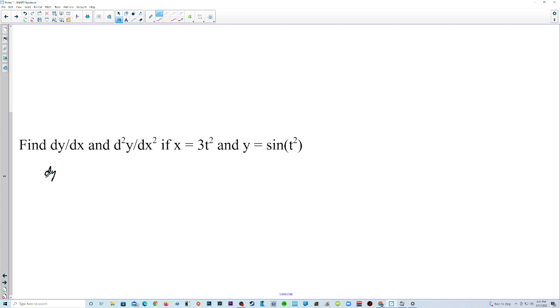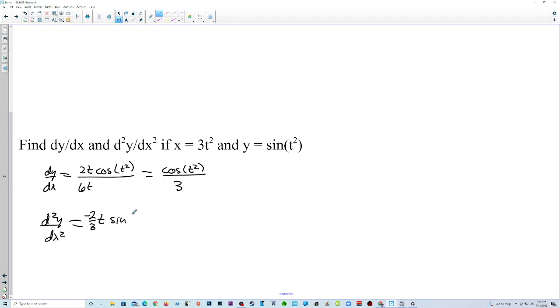All right, so dy/dx is equal to 2t cosine of t squared over the derivative of x, which is 6t. So that's, let's go with cosine of t squared over 3. So 1/3 of this. So now the second derivative is, that's 1/3 of, so 2/3 t negative sine of t squared.